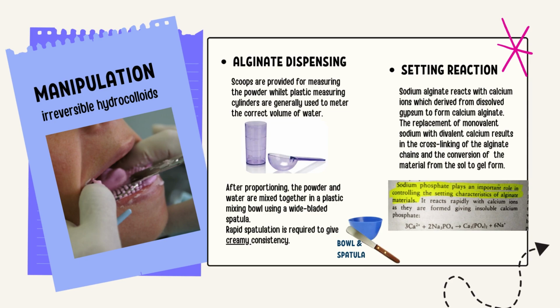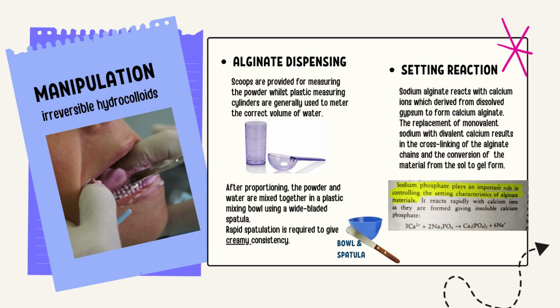Manipulation of alginate impression material. Firstly, dispensing of alginate impression material. Scoops are provided for measuring the powder, whilst plastic measuring cylinders are generally used to meter the correct volume of water. After proportioning, the powder and water are mixed together in a plastic mixing bowl using a wide-bladed spatula. Rapid spatulation is required to give a creamy consistency.